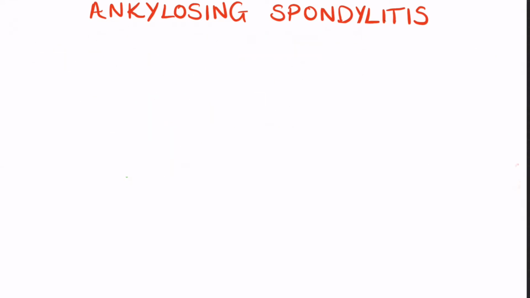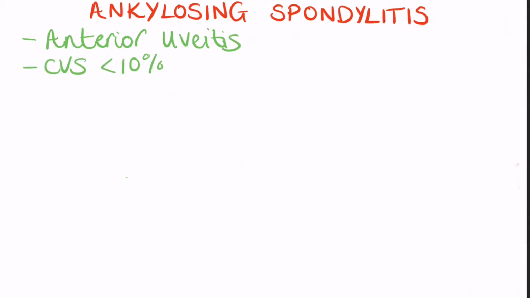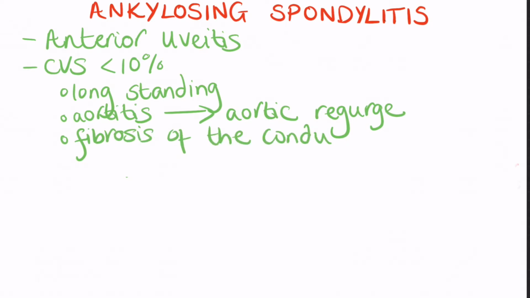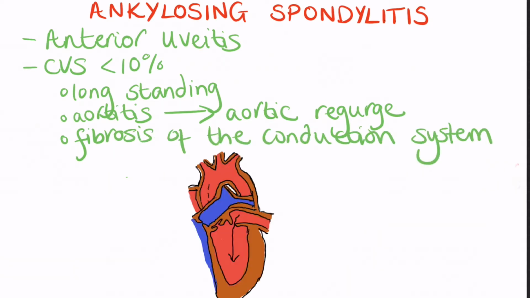AS can also result in extra-articular manifestations of the disease, and this occurs in 40% of patients. As mentioned previously, anterior uveitis can occur in patients with AS. CVS involvement occurs in less than 10% of patients, and usually in patients who have had AS for a while. Aortitis of the ascending aorta can result in aortic regurgitation, and fibrosis of the conduction system can cause AV block, potentially even complete heart block.